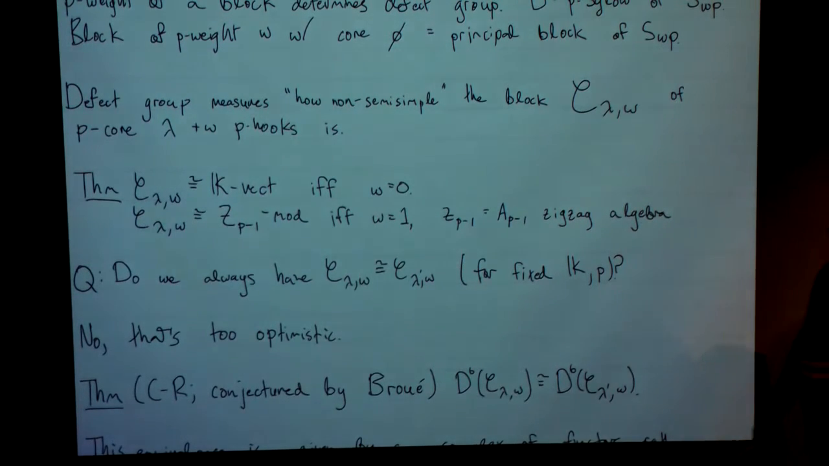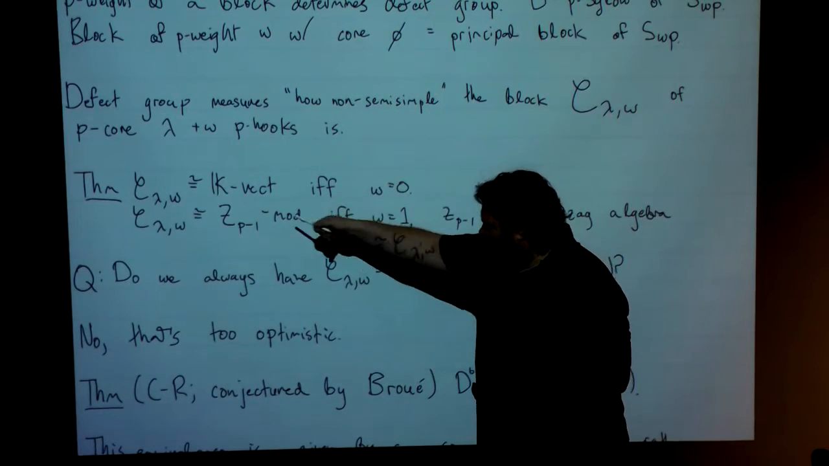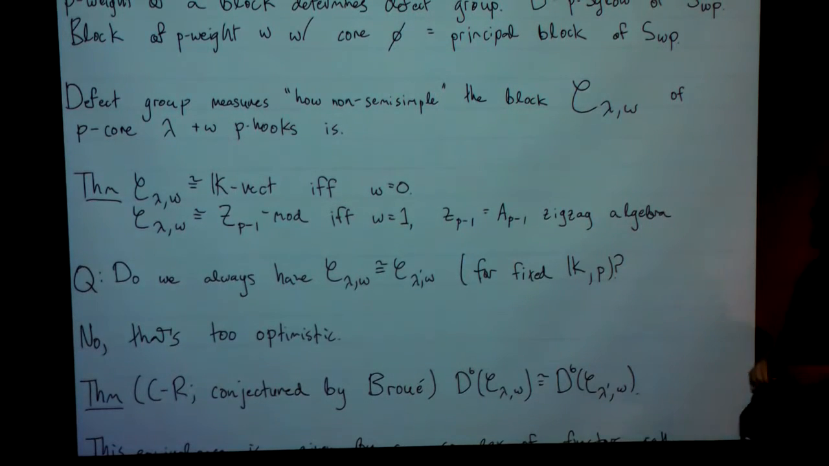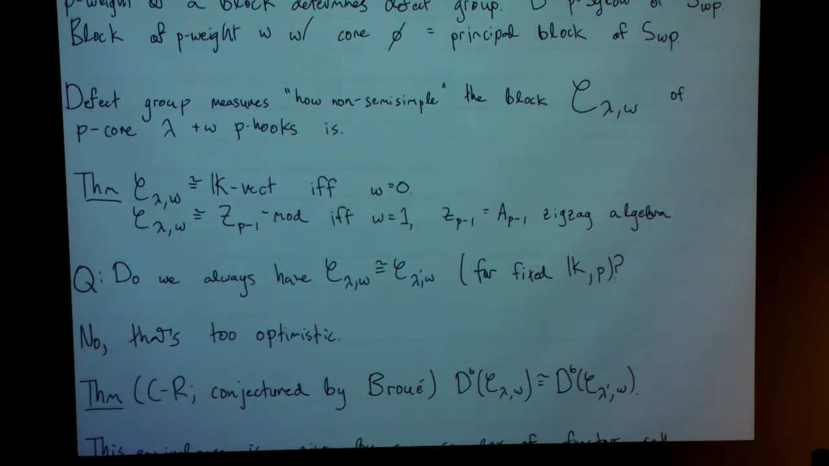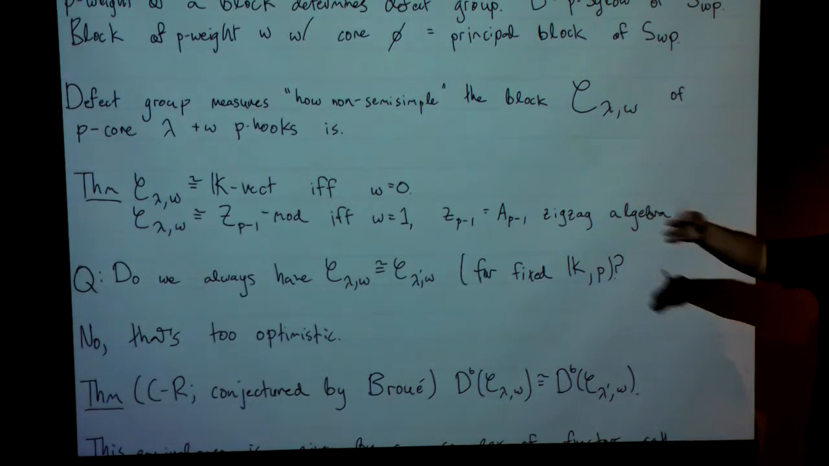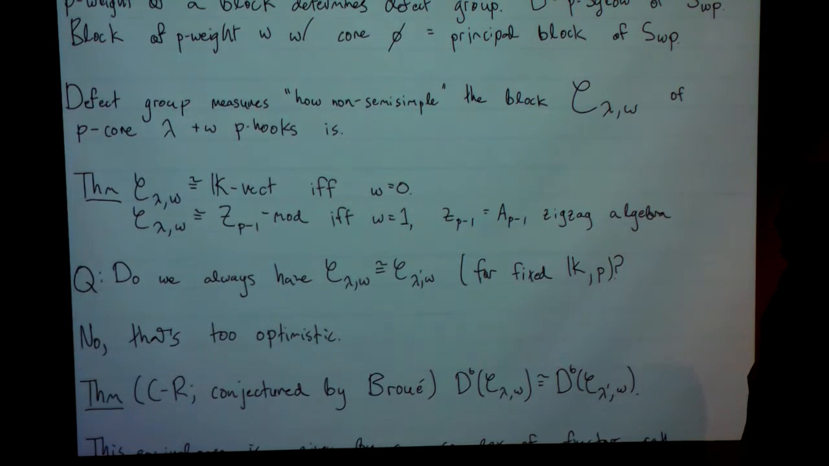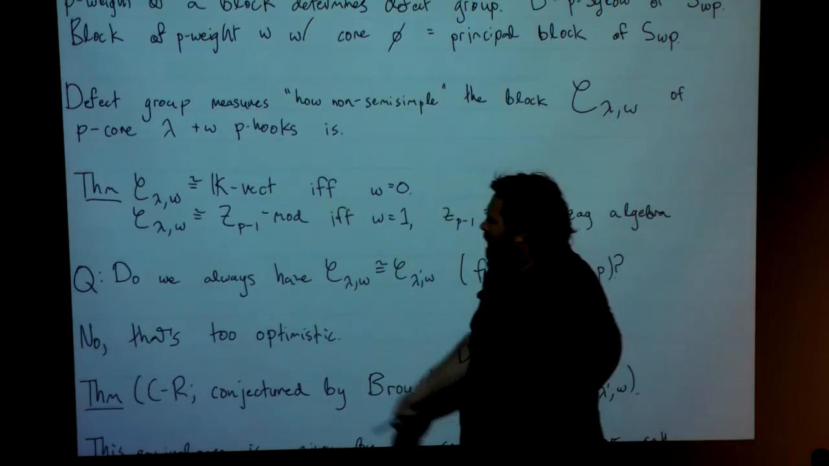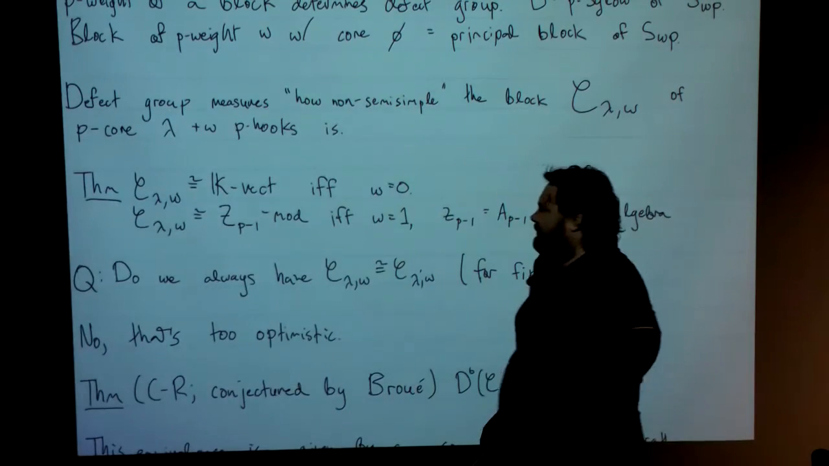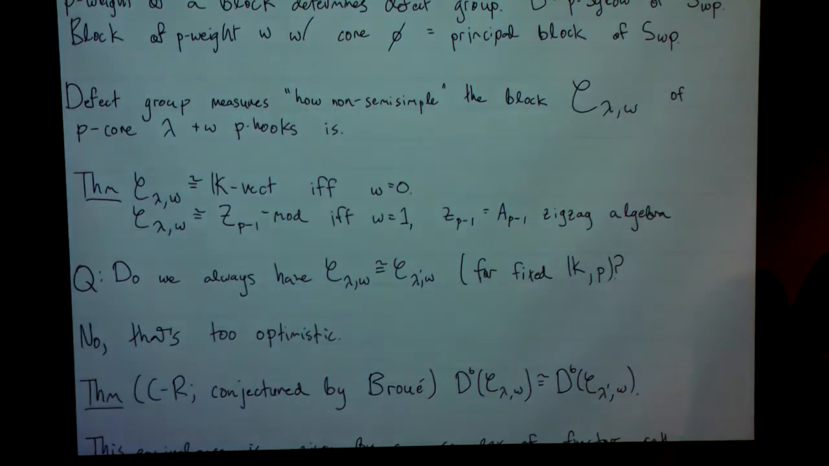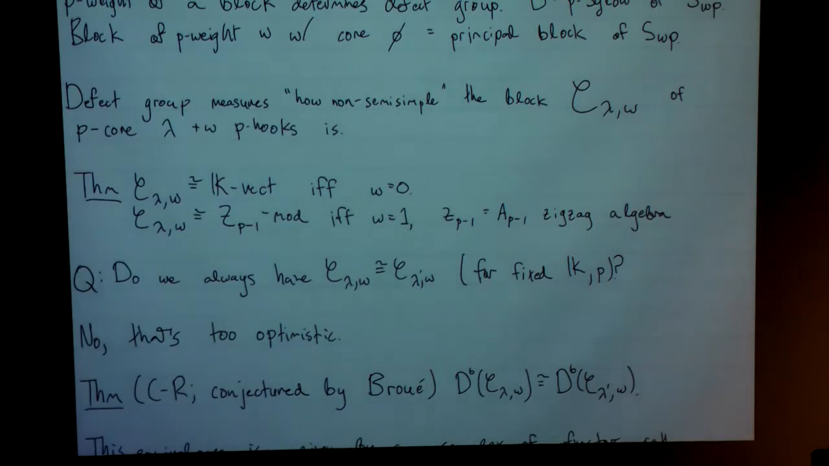On the other hand, if w is 1, well, it's something more complicated. It's a zigzag algebra for A_{p-1}. So for example, for p equals 2, I just get polynomials mod the square of the generator. But for larger primes, I get something a little more complicated. But you'll note here, in both of these cases, there's no dependence on lambda. I get the same answer for all lambdas.